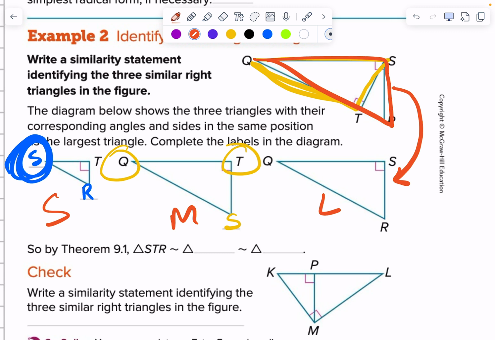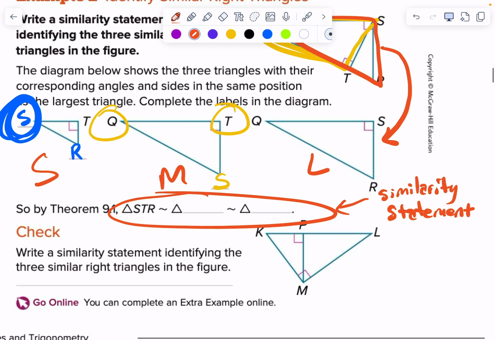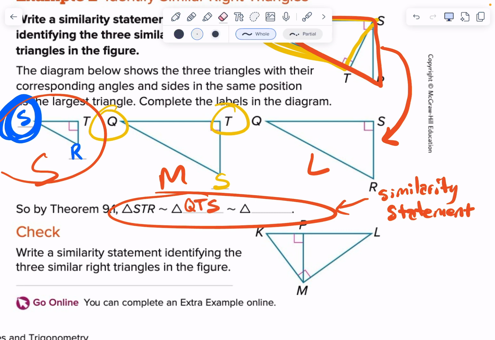Okay, now they want us to write a congruent statement. Not a congruent statement, a similarity statement. Write that down. A similarity statement that has what is similar to what. So over here they go STR. The middle guy goes QTS in that order. The large one goes QSR. In that order, gotta go that way, right?